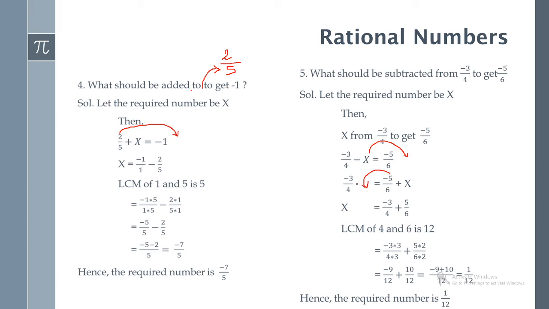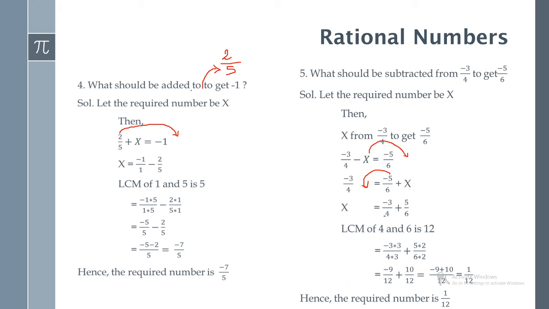Now x is equal to minus 3 by 4. This is a minus value. When it turns this side, it becomes plus 5 by 4. Now the denominator values are not similar. So the LCM of 4 and 6 is 12.